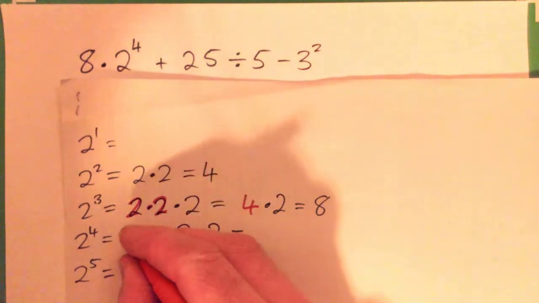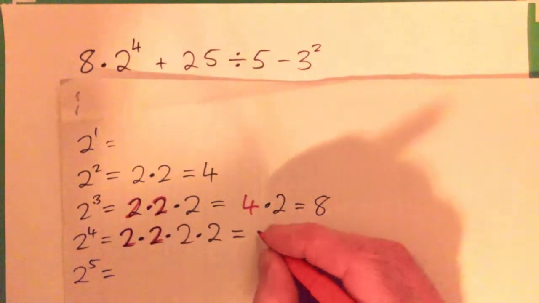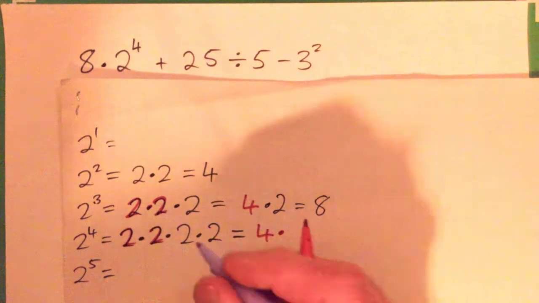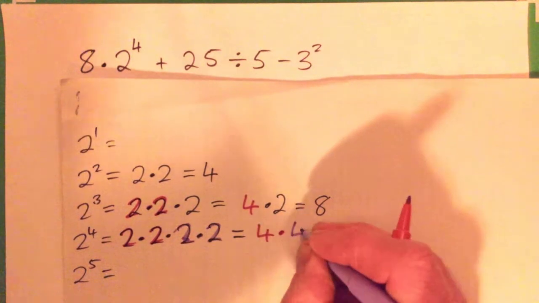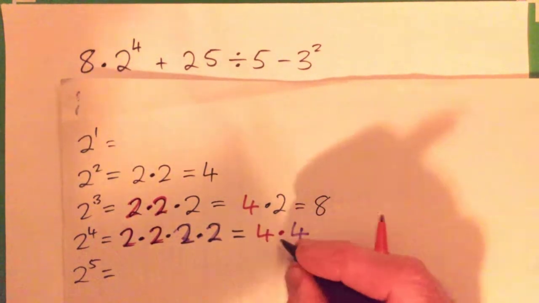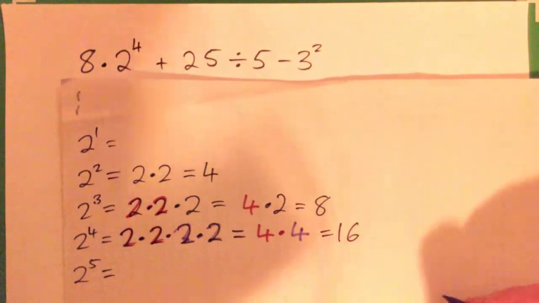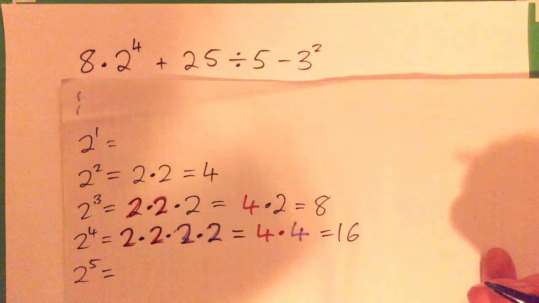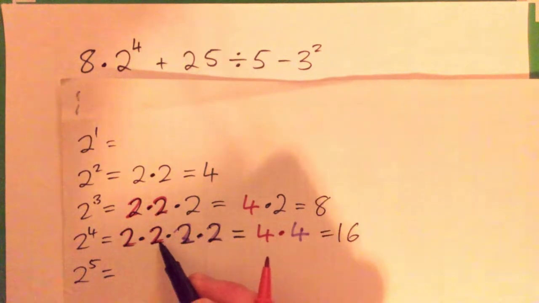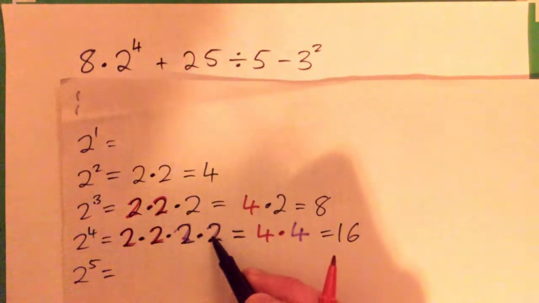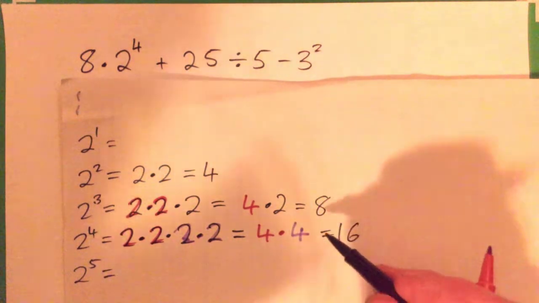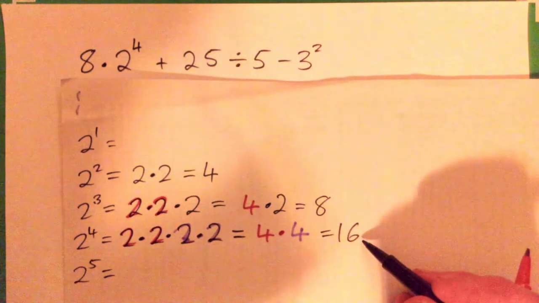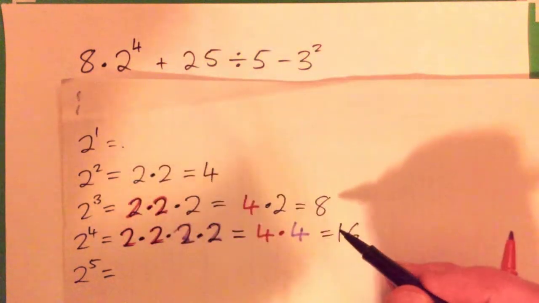Good job, because you got these 2 red 2's would make a 4, and I'll call these my purple 2's, right? And they make another 4. And now I got 4 times 4, 16. That's one way of doing it, right? Or you could go 2 times 2 is 4, and 4 times 2 is 8, and 8 times 2 is 16. There's lots of ways of doing it, but it is 16, right? Now, what do you think 2 to the power of 1 is?